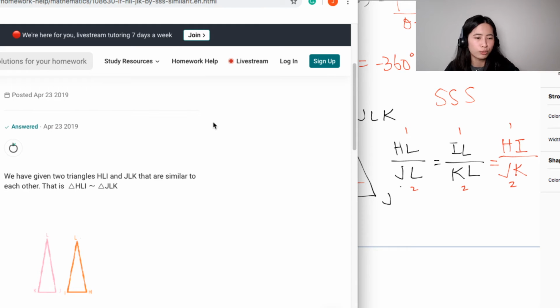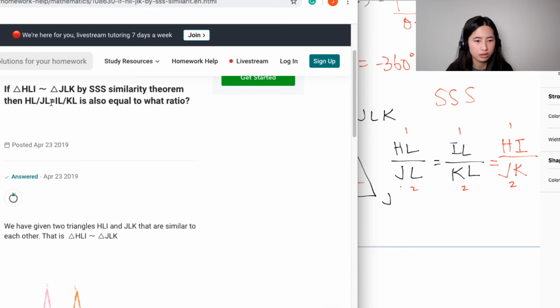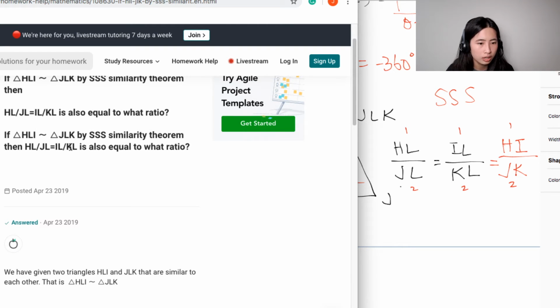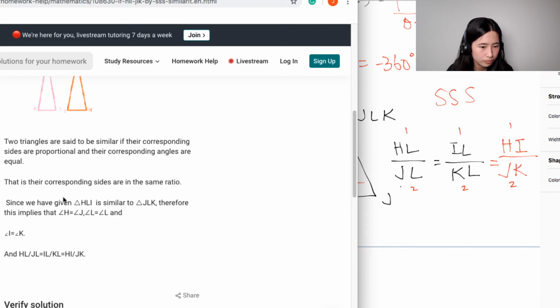But the whole point of this question is not to say that the angles are congruent. It's just looking for the other ratio. Great. So let's see what they wrote. Okay, so this is what I said.